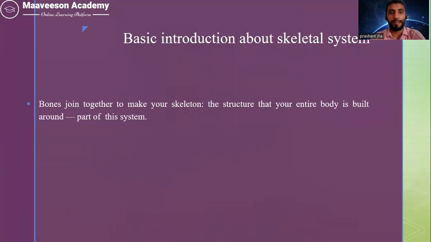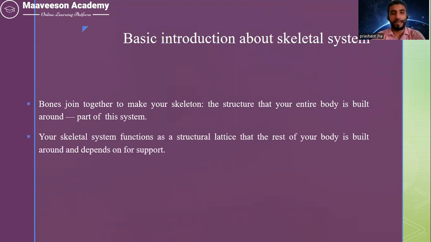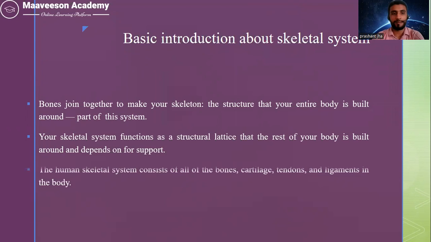Bones join together to make your skeleton, the structure that your entire body is built around. Your skeletal system functions as a structural lattice that the rest of your body is built around and depends on for support. The human skeletal system consists of all the bones, cartilage, tendons, and ligaments in the body.